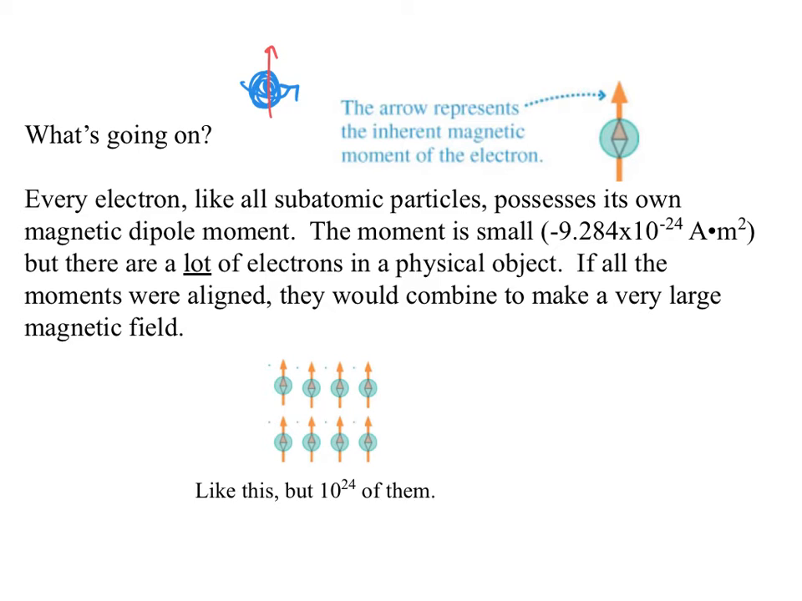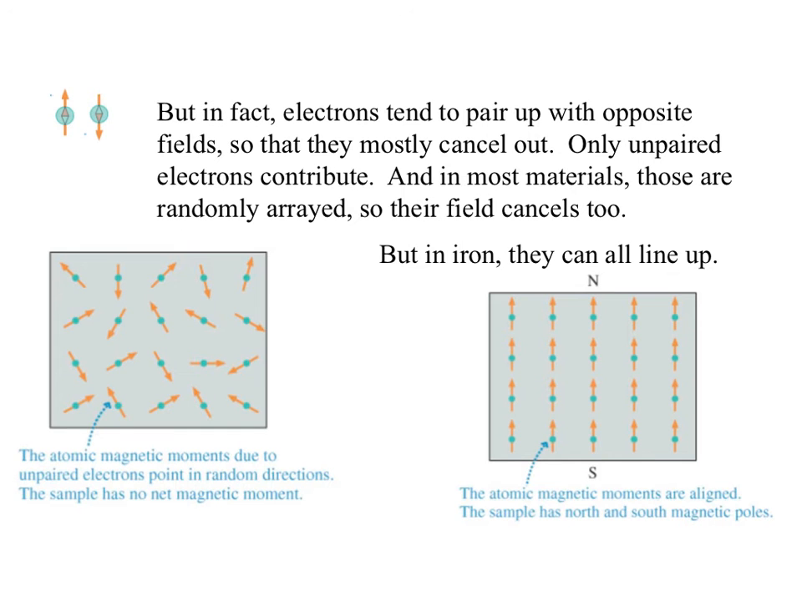But there are a lot of electrons in a physical object. And if all the moments were aligned, they would combine to make a very large magnetic field. Actually, though, in fact, electrons tend to pair up with opposite moments. So the effect mostly cancels out. Only unpaired electrons contribute. And in most materials, these are randomly arrayed, so the field cancels too. You can see that over here as standard things, and the electrons are essentially randomly distributed. So when you add up all the magnetic fields vectorially, it's kind of zero.